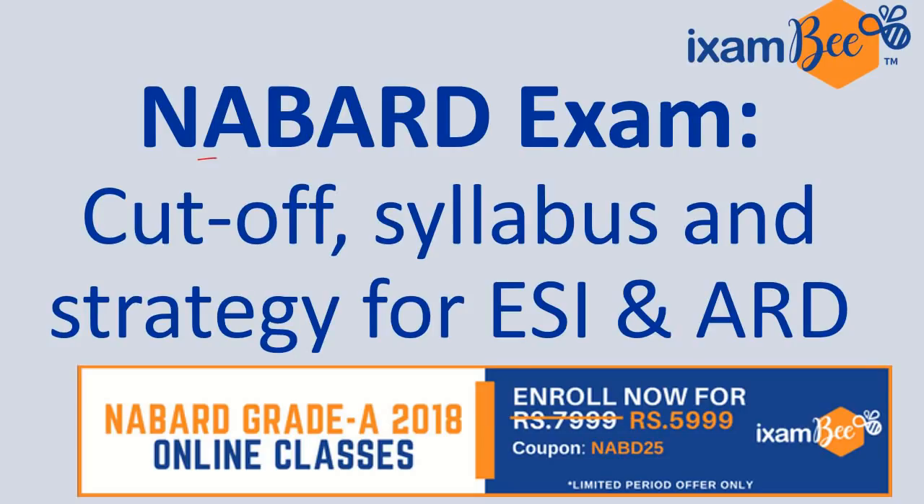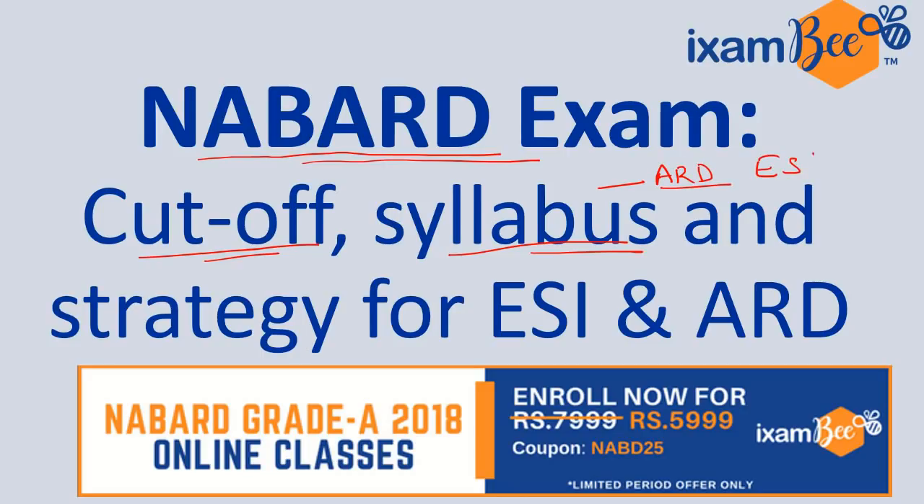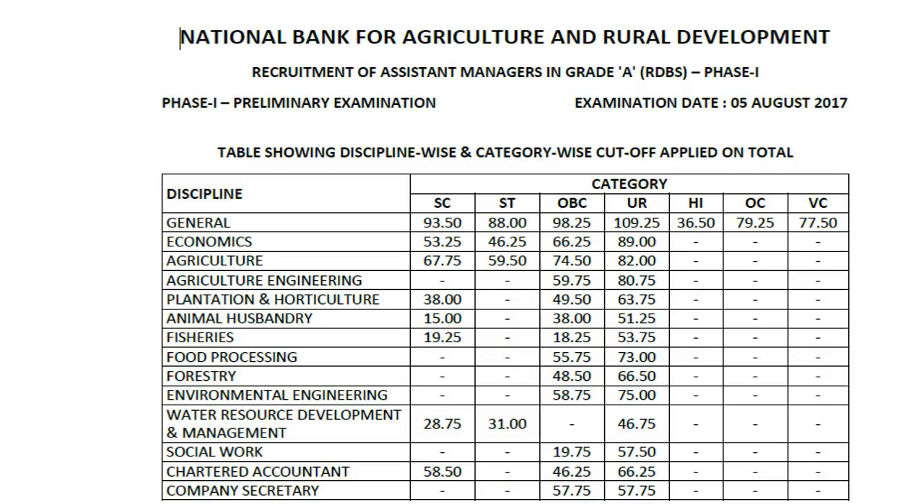Now we are going to understand the cutoff of the NABARD Grade A exam, last year 2017 cutoff, and we are going to study the syllabus in detail, how you can cover the syllabus of ARD, Agriculture and Rural Development, and the ESI section, Economic and Social Issues. So we are going to discuss this heading wise, and also the important books and strategy to crack the ARD and ESI section, particularly starting with last year's cutoff.